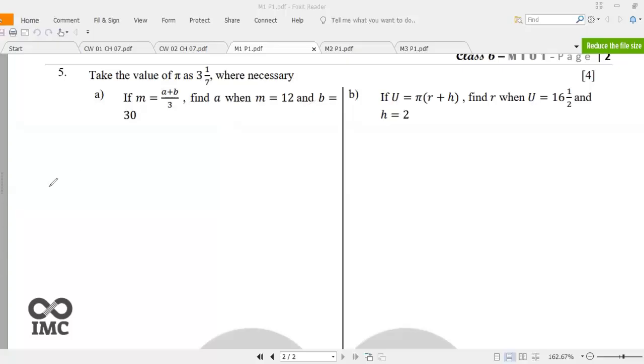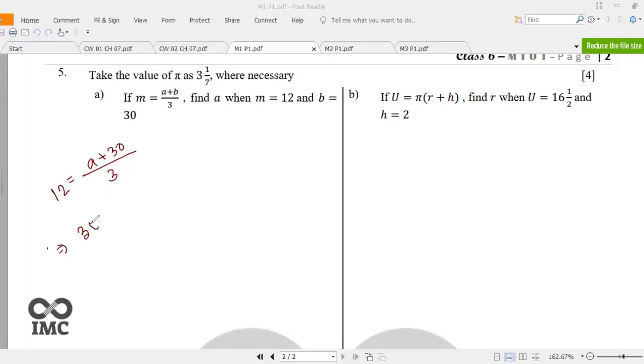b equal to 30. So m equal to, what is the value of a? A, we need to find it out. The value of m is 12. So instead of m, we will put 12. And instead of b, we will put 30 by 3. Now do the cross multiplication.